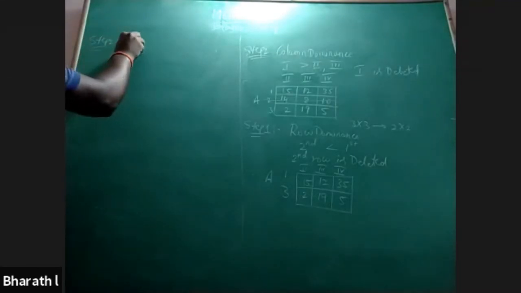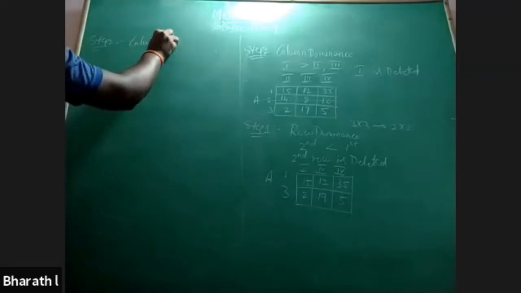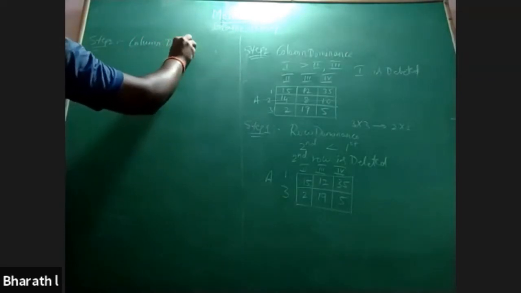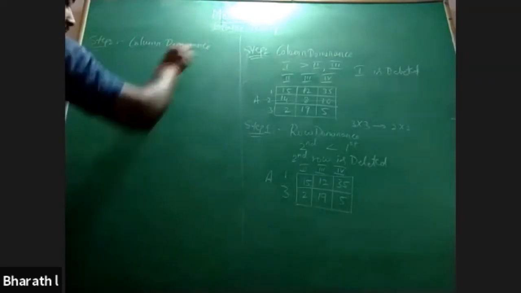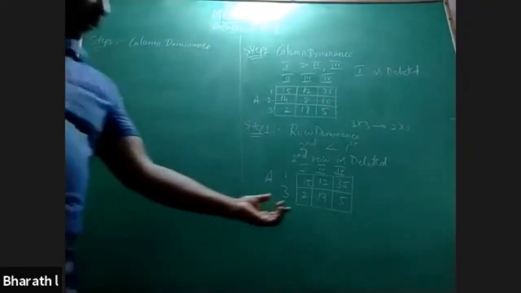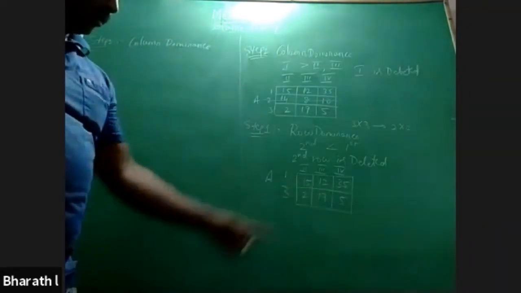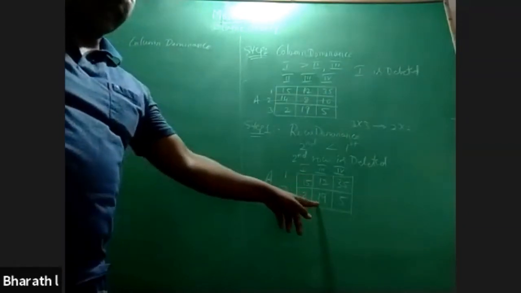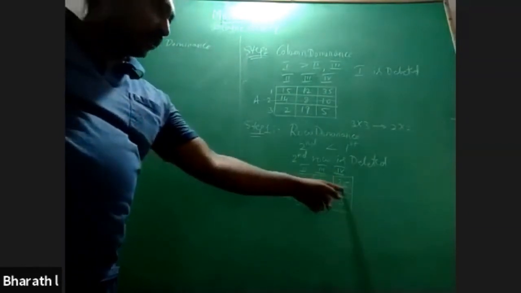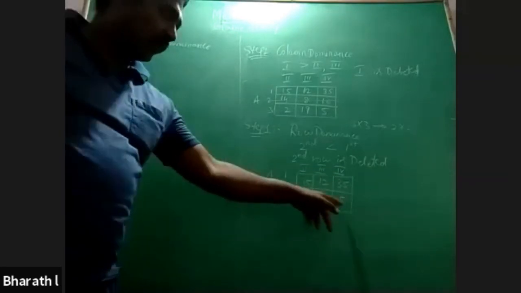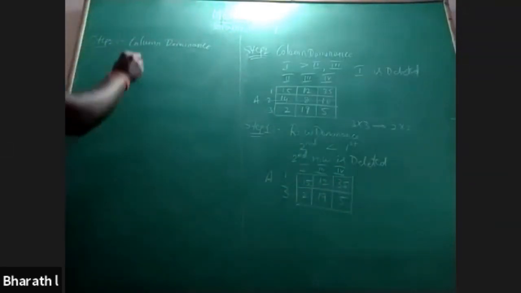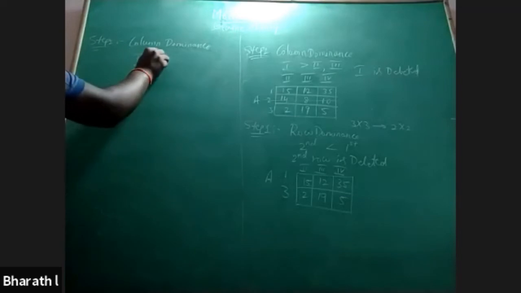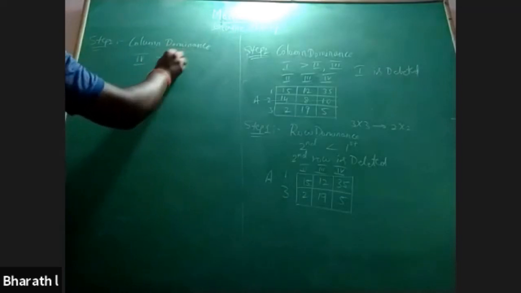That is column dominance. In this table, if we compare the second and third column, 15, 12, 15 is greater, 2, 19, 19 is greater. That is not possible. 15, 35, 35 is greater, 2, 5, 5 is greater. That is, elements of the fourth column are greater than the second column.